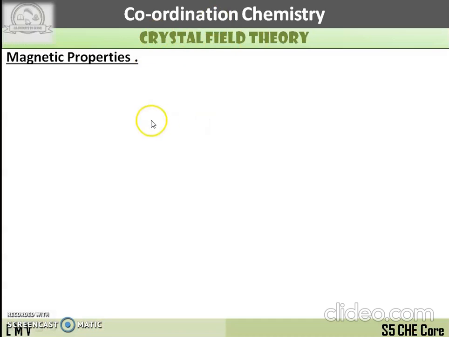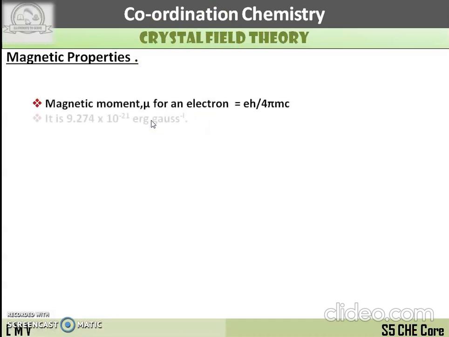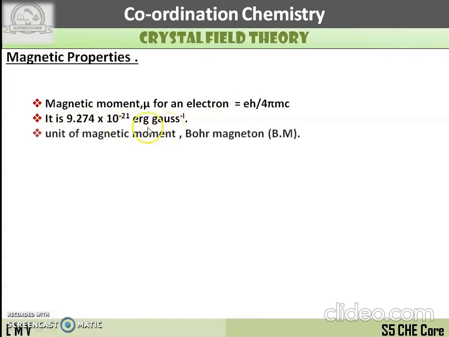So as we know, electrons moving in its orbital possess a magnetic moment which is equal to eh by 4 pi mc, because it acts just like a charge circulating in a circular loop. So it should definitely possess a magnetic moment mu, which is equal to eh by 4 pi mc, where e is the charge of the electron, h is the Planck's constant, m is the mass of the electron, and c is the velocity. So all these terms are constant for a given electron, and its value is 9.274 into 10 raised to minus 21 ergs per Gauss. So this is called Bohr magneton, which is the unit of magnetic moment.